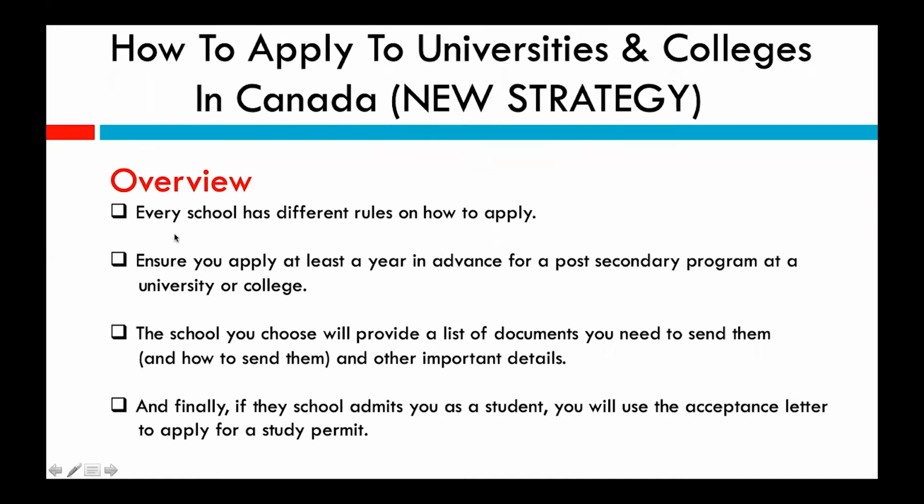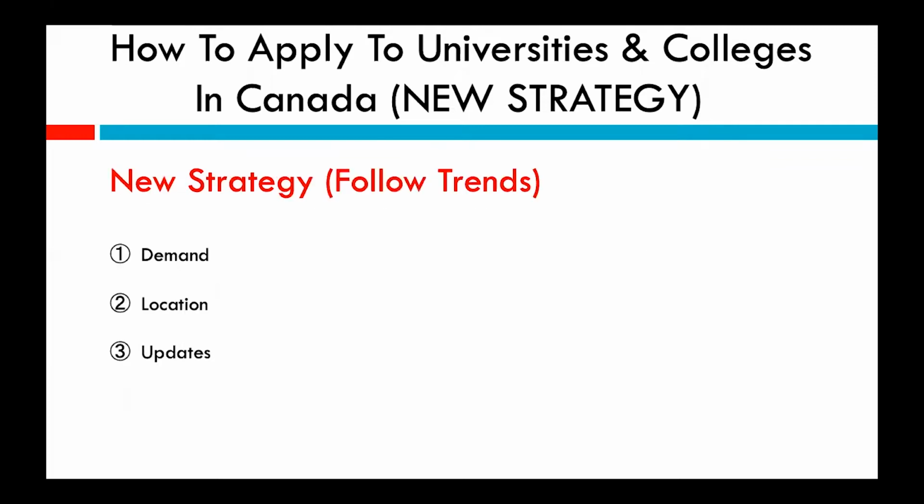A quick overview. Every school has different rules on how to apply, meaning that it's not one fit for all the schools. It's going to be different, right? So ensure you apply at least a year in advance for a post-secondary program at a university or college. The school you choose will provide a list of documents you need to send them and how to send them, and other important details. And finally, if the school admits you as a student, you will use the acceptance letter to apply for a study permit, right?